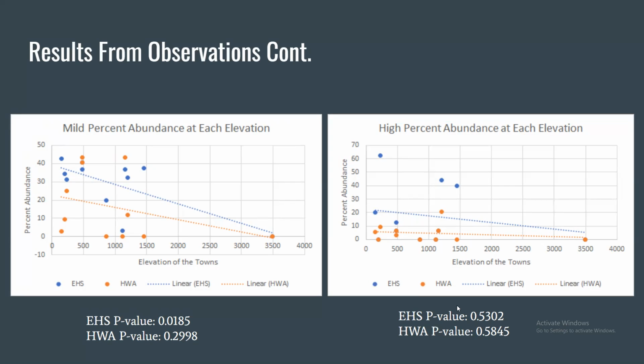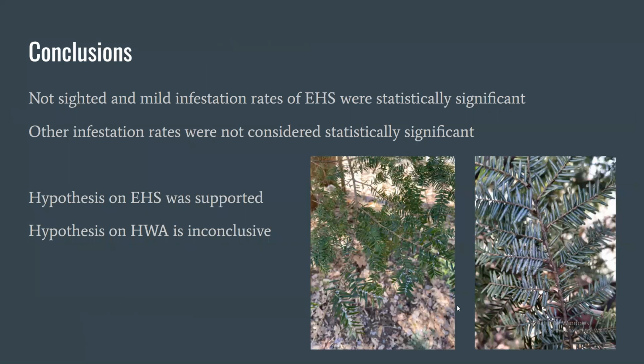So we can't make a conclusion based on that alone. So, in conclusion, the only significant data that we found was at the not seen and mild infestation rates for the scale. The other ones were not statistically significant. Therefore, we were able to support our hypothesis for the scale that at lower elevations we would expect to see higher abundances, but the hypothesis was inconclusive for the adelgid.